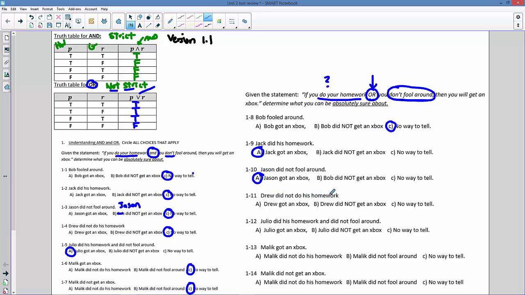Okay, Drew did not do his homework. But he may have not taken the garbage, sorry, but he may have fooled around or he may not have fooled around. So we actually don't know, because he didn't meet the first condition and we don't know about the second condition. So Drew, we don't know what happened.